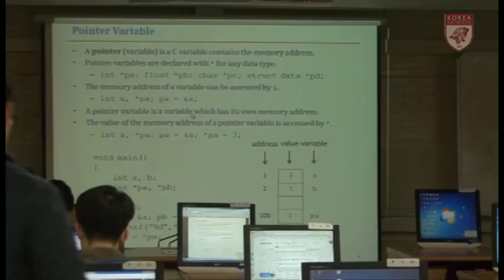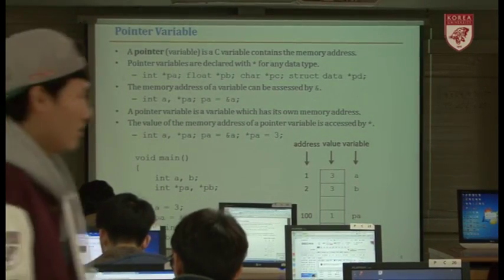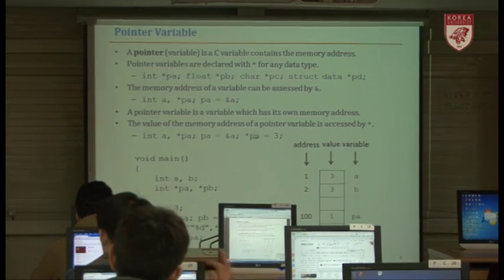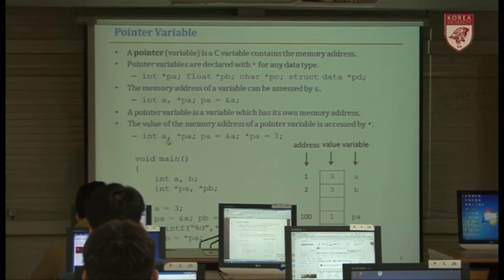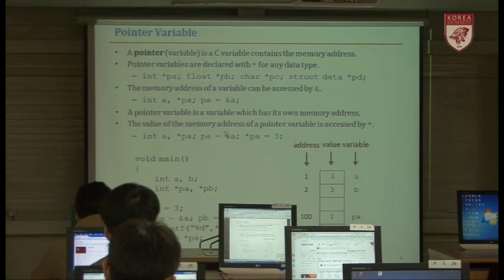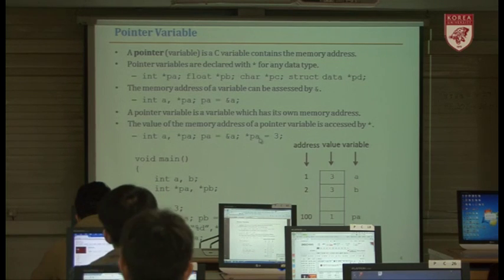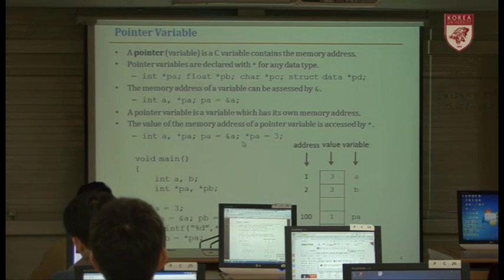Then again, the other way around. If we want to access the value at a certain memory address, then we use a star. So in here, int a, and we declare a and *pa. Then we assign pa the memory address of a. Then *pa = 3. That is equal to a's value being 3.